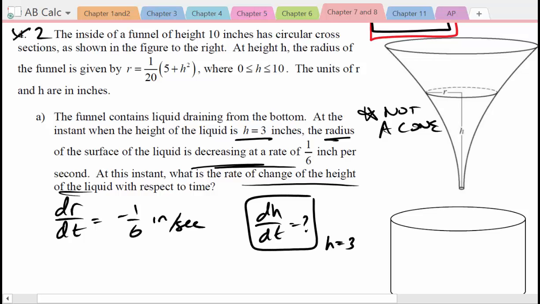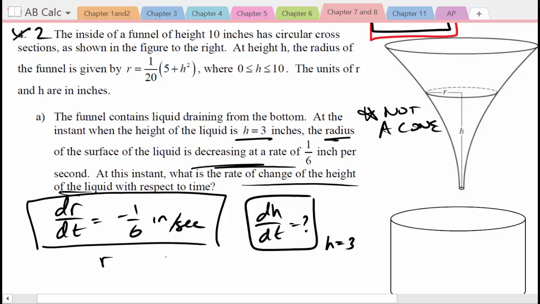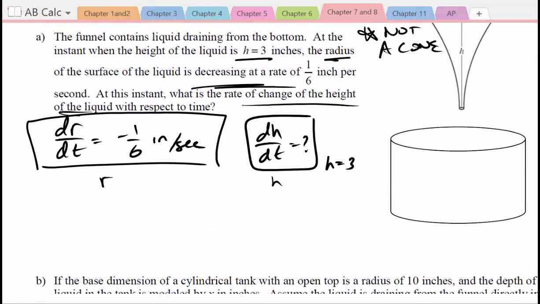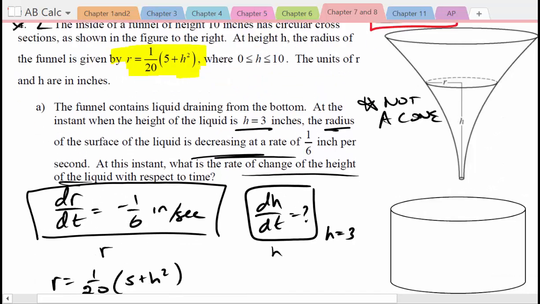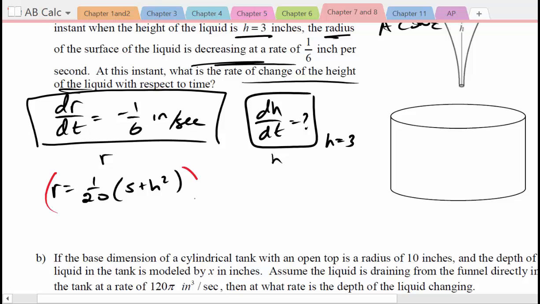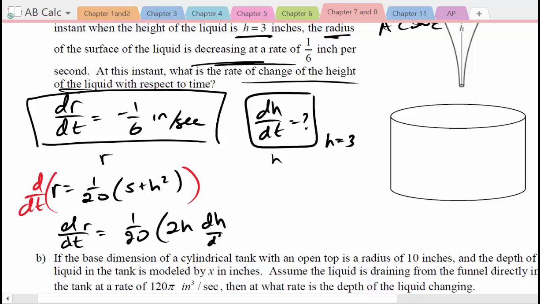at h equals 3. The way you have to go about this is understand that I'm looking for some sort of relationship between r and h, not volume. I don't have to include volume in this one. The relationship between r and h cannot be any easier than what was already given to you. So if r equals 1/20 of (5 plus h) squared, and I have to take the derivative of this, I end up getting dr/dt equals 1/20 times 2 (5 plus h) dh/dt.